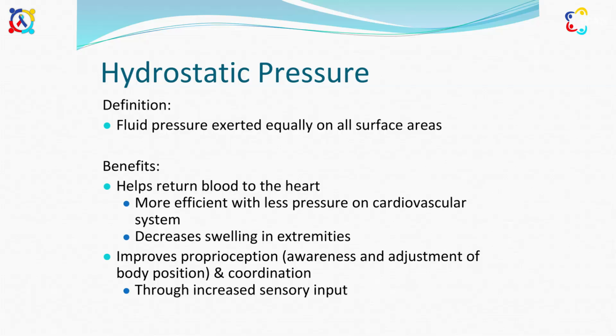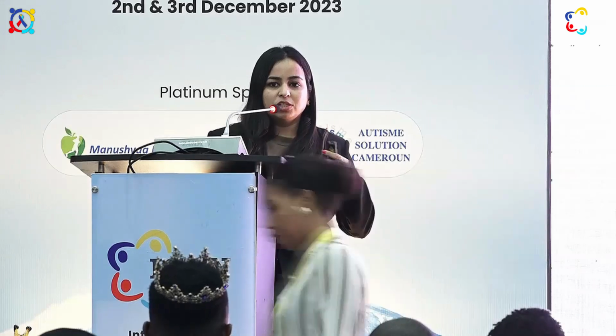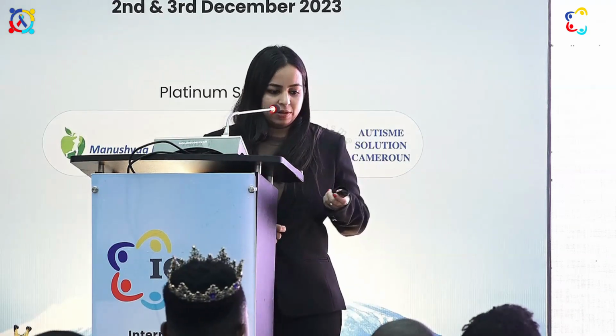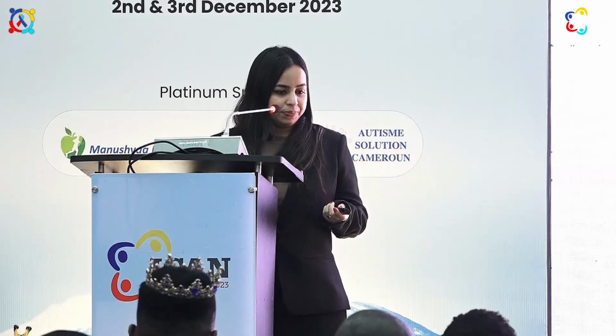Hydrostatic pressure is the pressure that's exerted by the fluid on the body surface. So hydrostatic pressure basically benefits a child who has a cardiovascular condition. It helps in decreasing the swelling of the joints as well, and improves proprioception. A lot of our kids have difficulties with proprioception. That's something you must have heard of, or joint awareness, or the position in space. It helps in improving the proprioception.